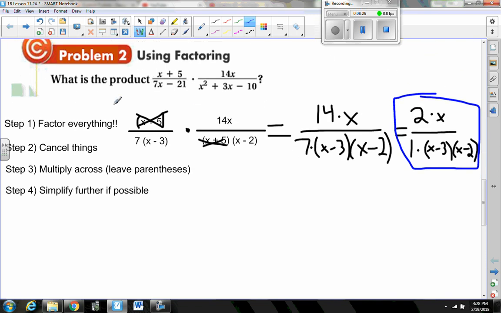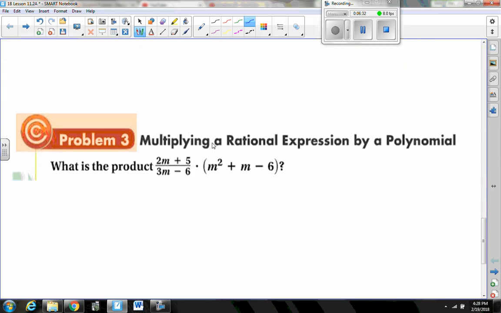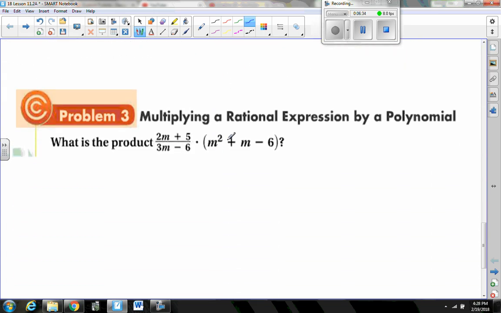Now, all of your problems in your practice problem set are going to look like this, but I do want to make you aware that sometimes you just have a fraction, a rational expression, multiplied by something that's not a fraction. Now, when we deal with just numbers, we should remember how we can turn a number like, say, 4 into a fraction. Well, we can put it over 1, right? 4 over 1 is the same as just 4. We don't really need the over 1 there.